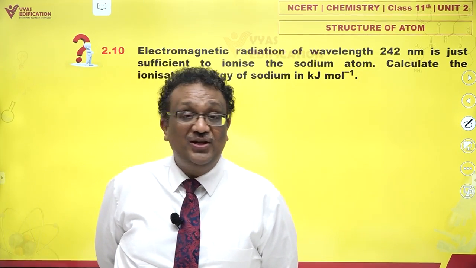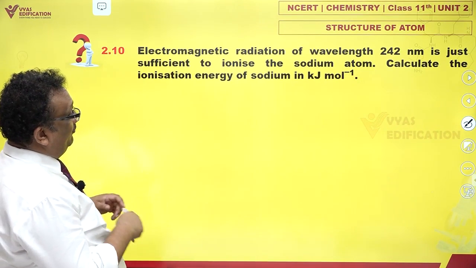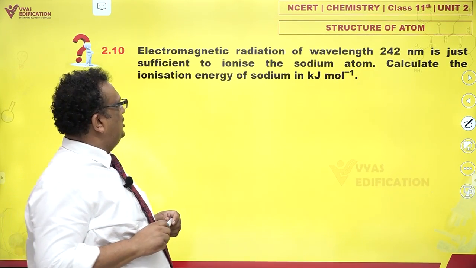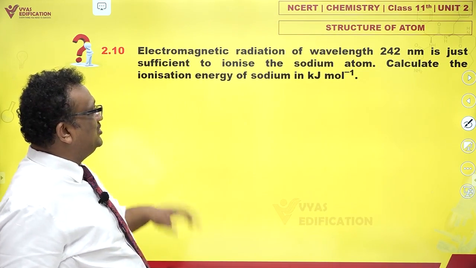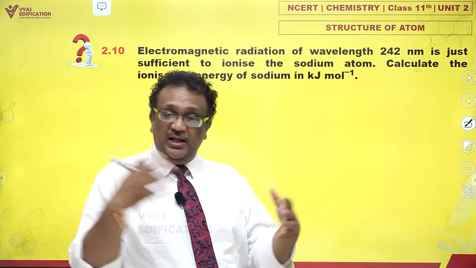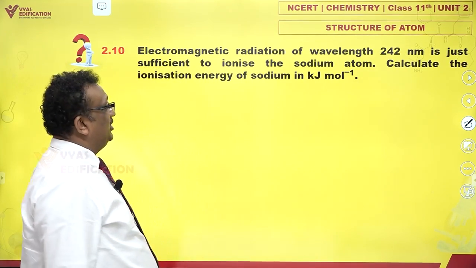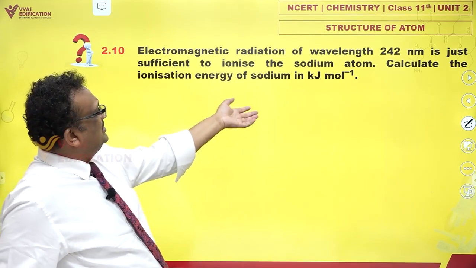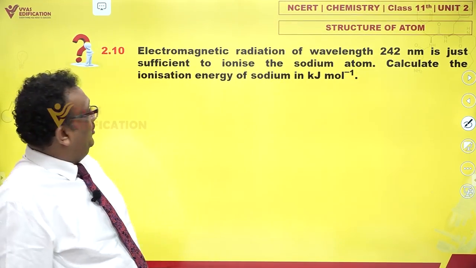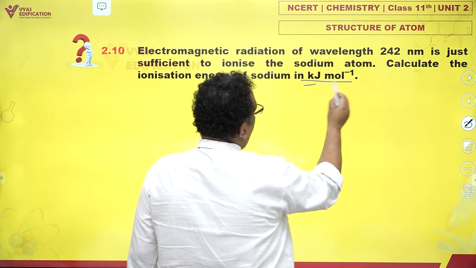Well, this is a question which mentions something new. It talks about ionization energy. Let's see what it says. Electromagnetic radiation of wavelength 242 nanometers is just sufficient to ionize the sodium atom. That means it gives you just sufficient energy so that the electron from the sodium atom can just run away. Calculate the ionization energy of sodium. That is as good as the energy of photon, right? So in kilojoules per mole.